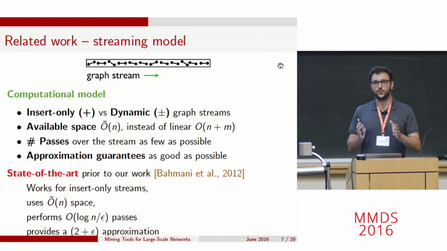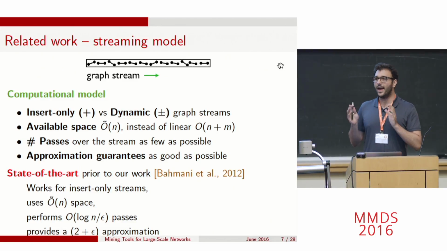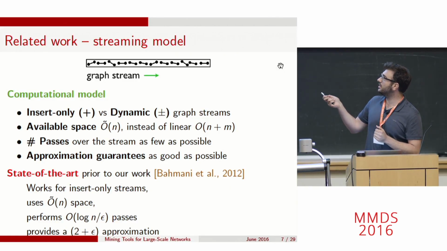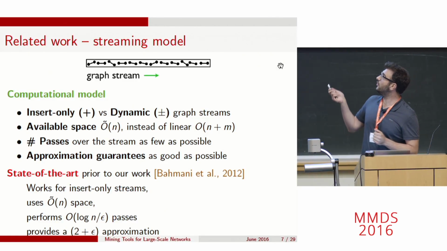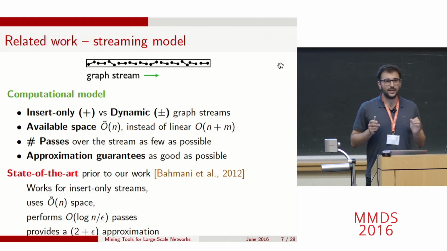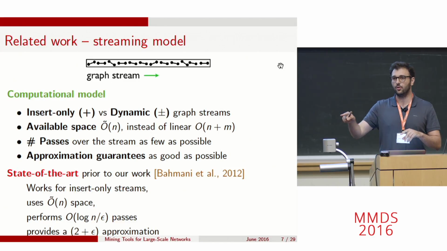The model is really strict about the available space. So we have n polylog n bits in total. This polylog n factor is hidden by this tilde here, instead of having linear space, which is n plus m. The model cares about minimizing the number of passes that we do over the stream of edges.